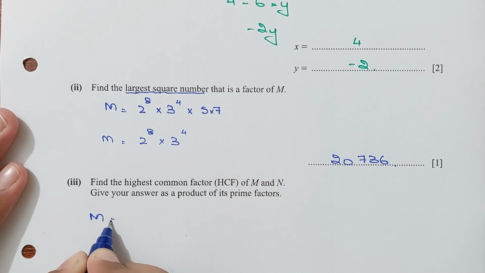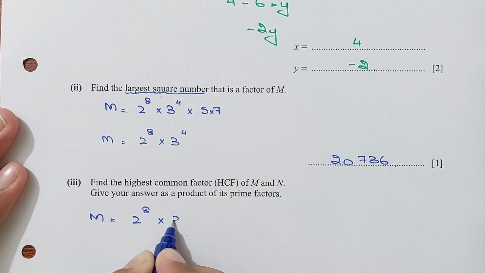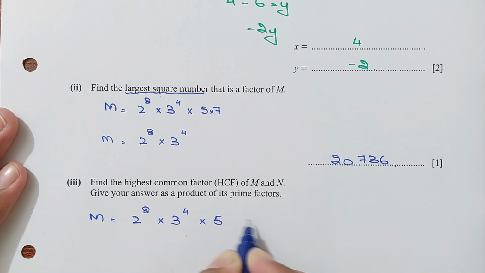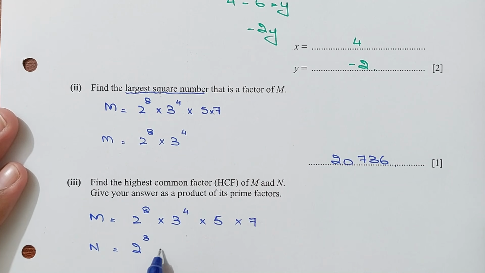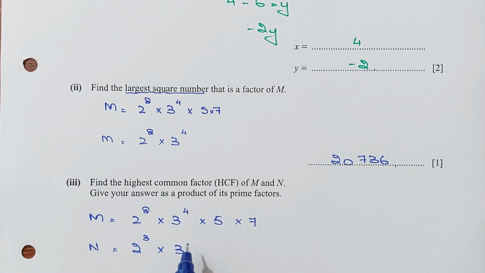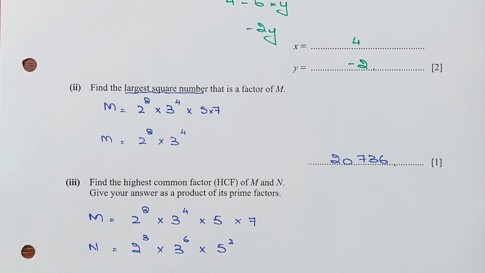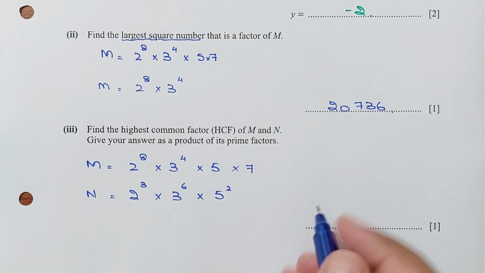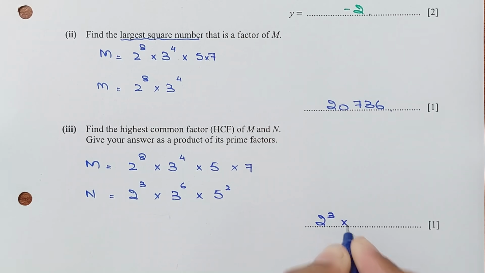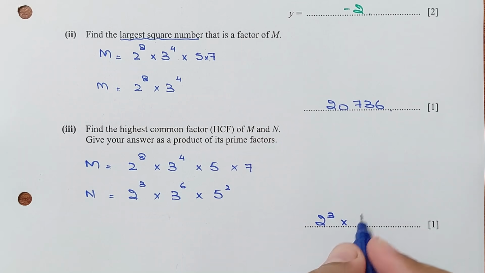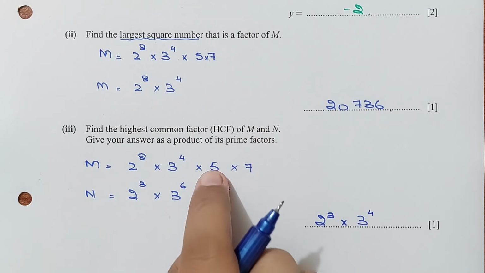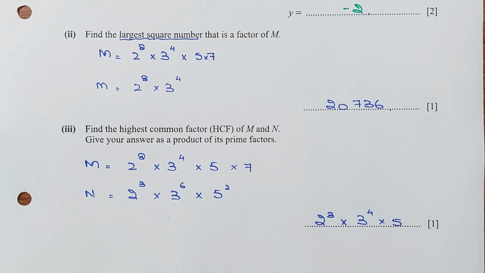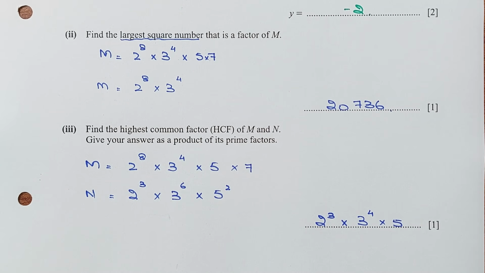Okay, so m is 2 power 8 times 3 power 4 times 5 times 7, and n we have is 2 cube, 3 power 4, which is 6... times 5 square, right? So for the HCF we have to pick the lowest powers: 2 power 8 and 2 power 3, so we pick 2 power 3, times 3 power 4, 5 power 2 and 5 power 1, so just 5, and there is no 7 here. So this is the HCF as a product of its prime factors.